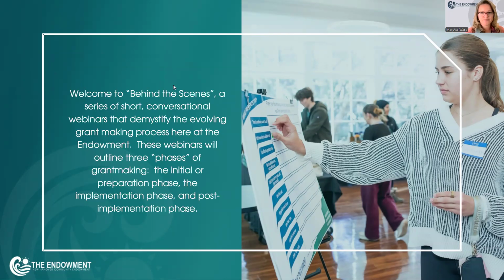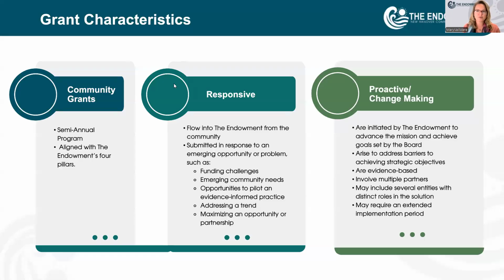Let's talk a little bit about the grant characteristics of the three types of grants you might see coming out of the endowment. The first is our community grants program. It's a semi-annual program, very defined in terms of how much money can get awarded through that program. There's a defined application process. You will see those announced a couple of times a year.